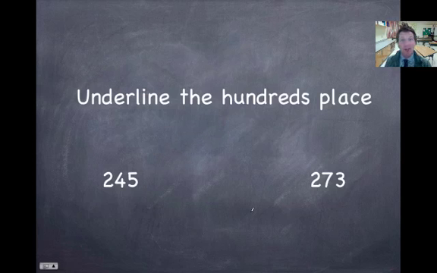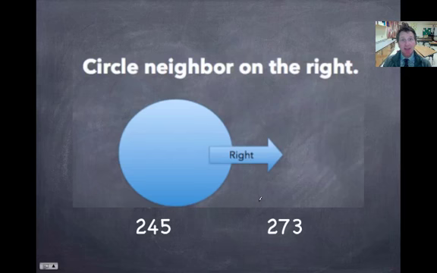Okay, let's get started. The first step to round to the nearest 100 is to just, like I said, find the hundreds place. So in both these numbers, I'm going to go ahead and mark the hundreds place. Now you can underline it, you can circle it, you can do whatever you want to do, but in my strategy here, I'm going to underline it. So we found the hundreds place. Why the hundreds place? Because that's what we're rounding to, the nearest 100. Second step is to circle the neighbor. Step 1 and 2 together. We underline the hundreds place, and then we circle the neighbor.